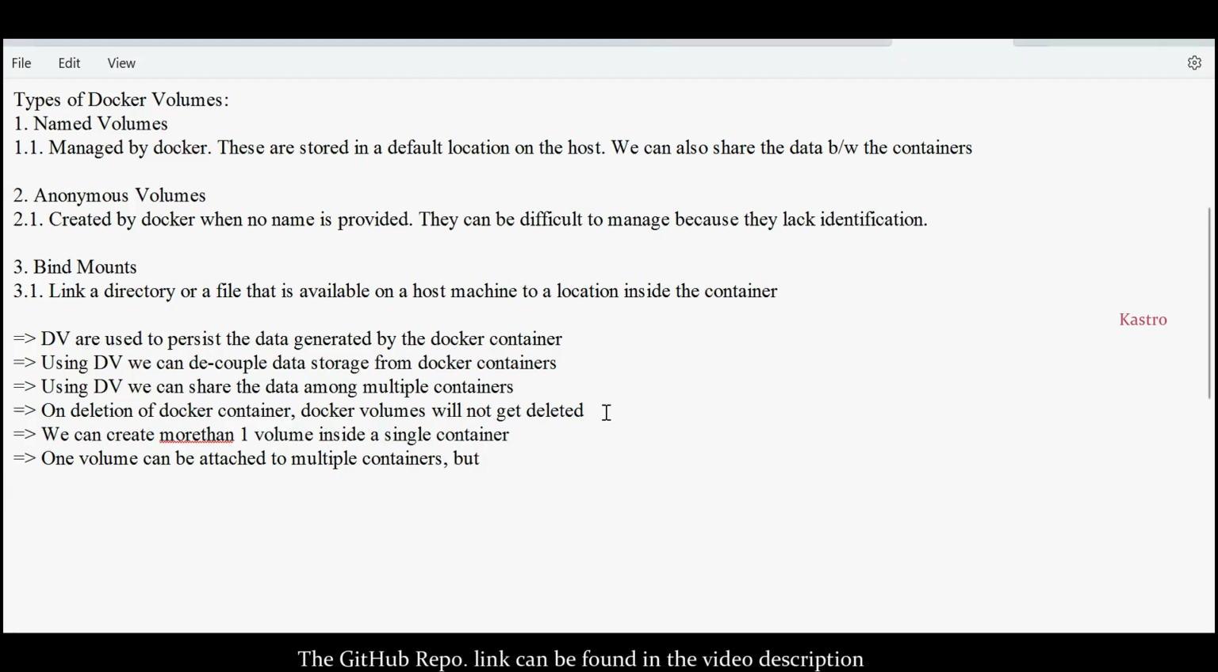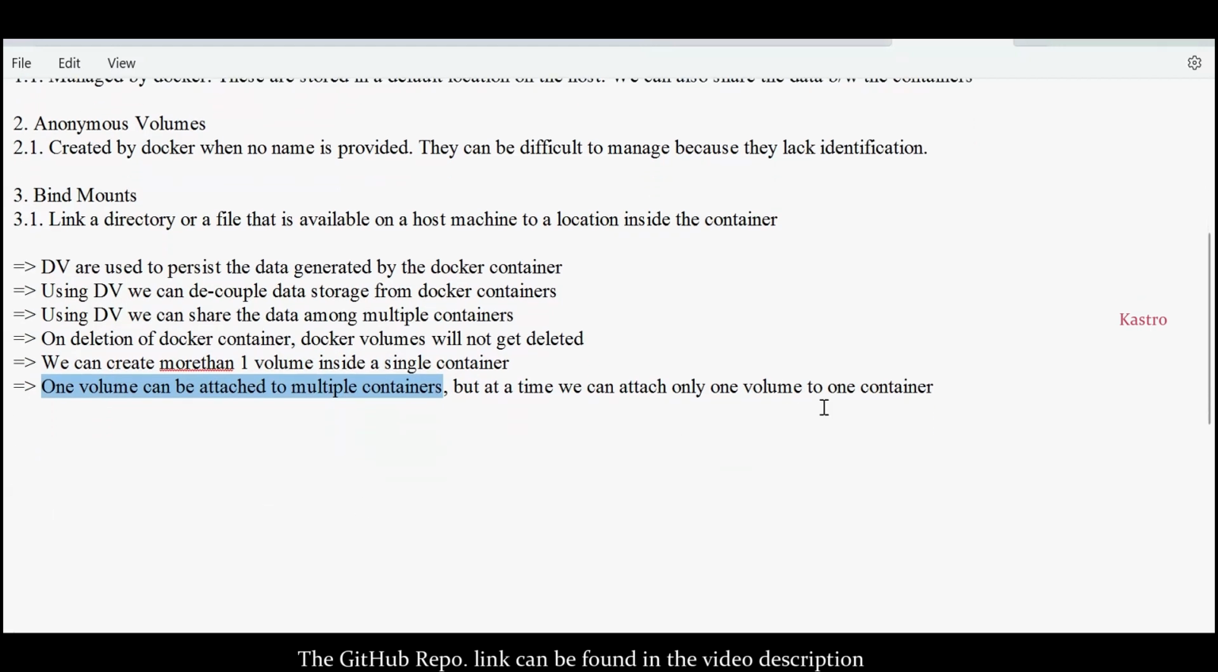But there is a logic here. At a time, we can attach only one volume to one container. So this is the concept that is related to Docker volumes. Let me show you the simple Docker volume related commands so that you will get an idea about what exactly we are going to do with the Docker volume practicals.